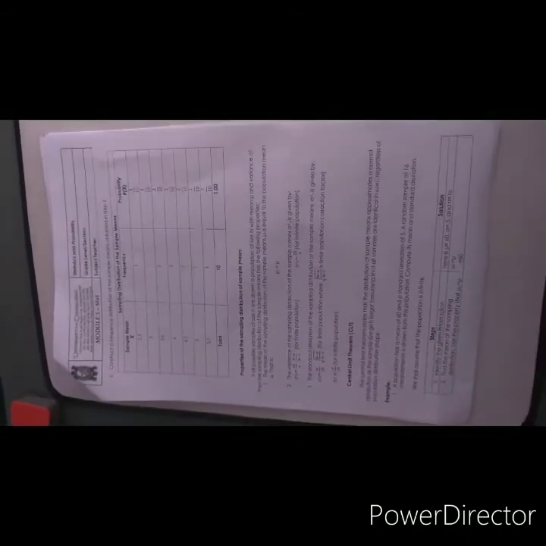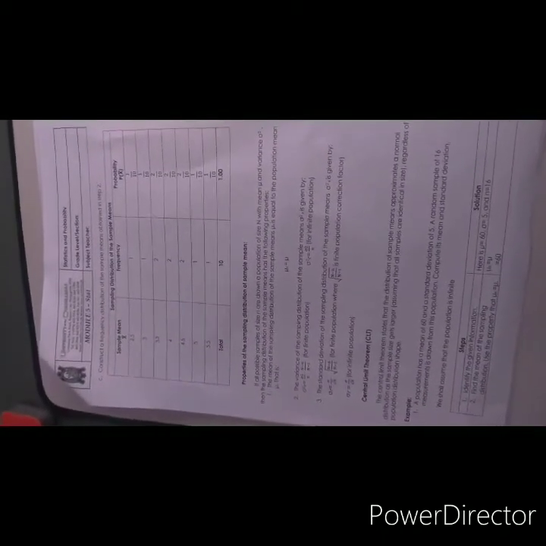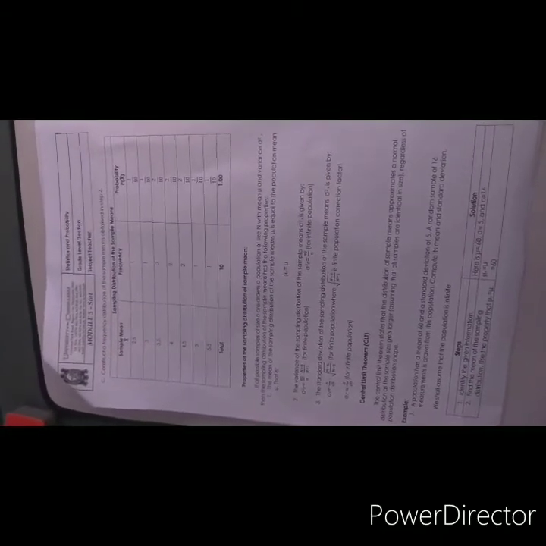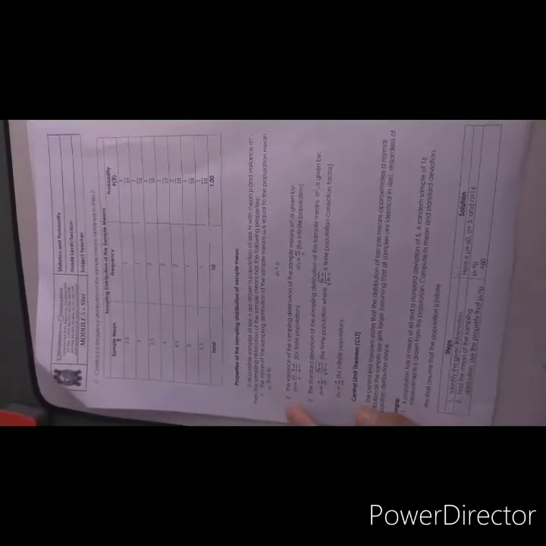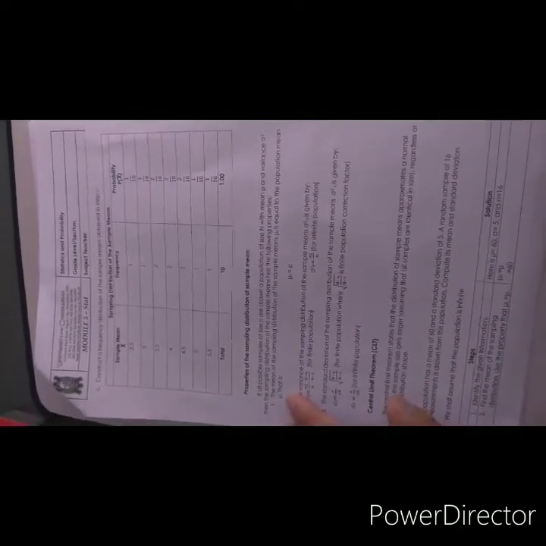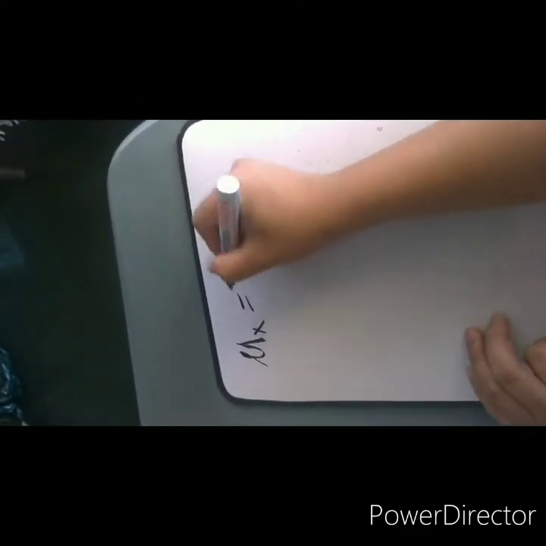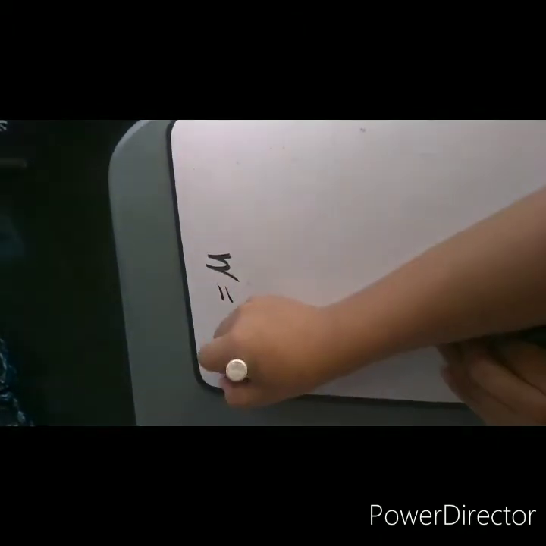Now, we go to the properties of the sampling distribution of the sample mean. If all possible samples of size n are drawn from a population of size capital N, with mean mu and variance sigma squared, then the sampling distribution of the sample means has the following properties. Number 1, the mean of the sampling distribution of the sample means is equal to the population mean. That is the first property.